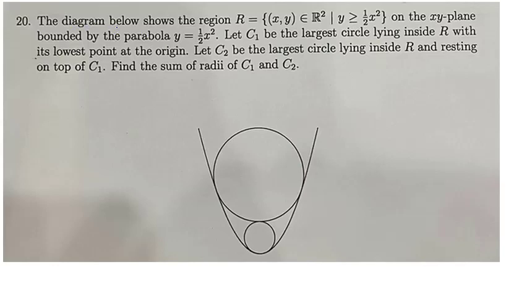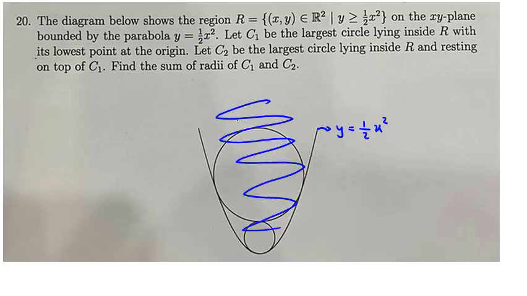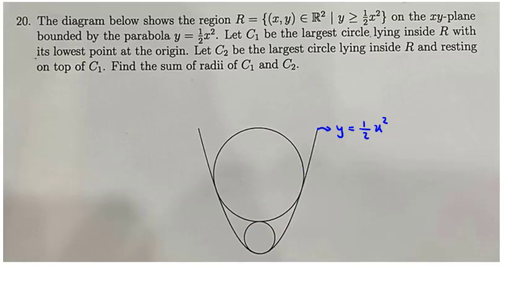So let's start. The diagram below shows the region R of the xy plane, y greater than or equal to this. So this diagram is y equal to half x squared, on the xy plane, bounded by the parabola y equals 1 half x squared. When it says y greater than or equal to this, it means this area. Let C1 be the largest circle lying inside R. Here it means this one.